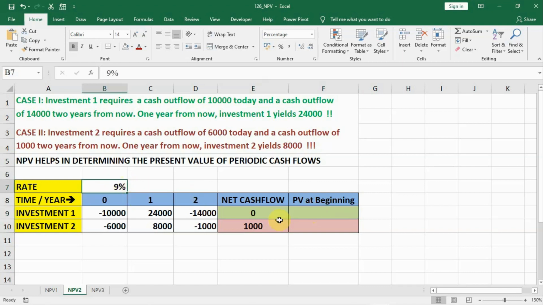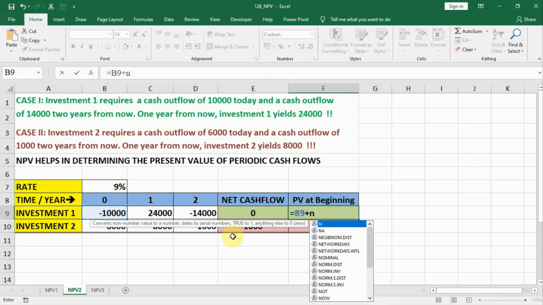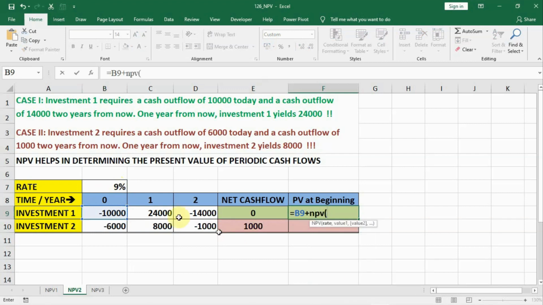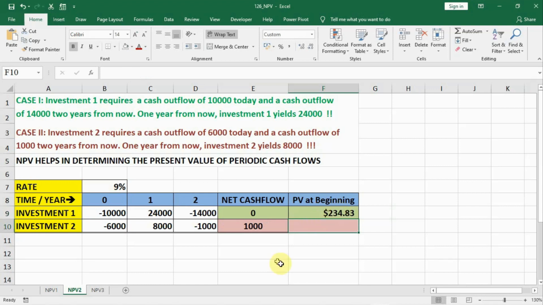The discount rate is given as 9%. Let us calculate for the first investment. We write equal to, take the first value and put a plus sign, and we add it to the present value of the two inflows. We have NPV, and the rate is 9%. We put a comma and select the cash flows of year 1 and year 2, and it yields that in today's terms the value is around 234.